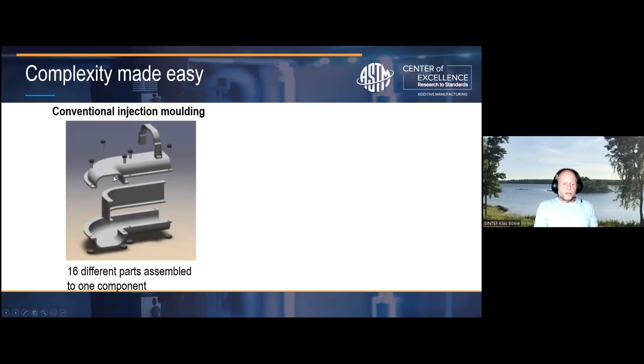If you think about it, additive manufacturing makes complexity very easy. This is an example of a rather simple structure. But if you make it by conventional injection molding, you will have lots of parts, and you need an operation to assemble and join them together. And all these parts, if made by injection molding, would need tools for all of them. And that's a lot of tools.